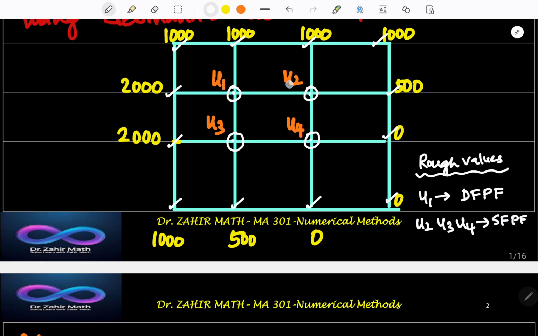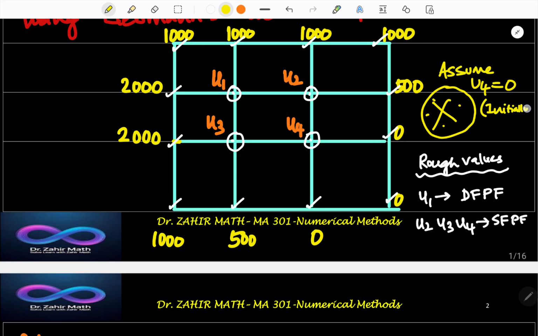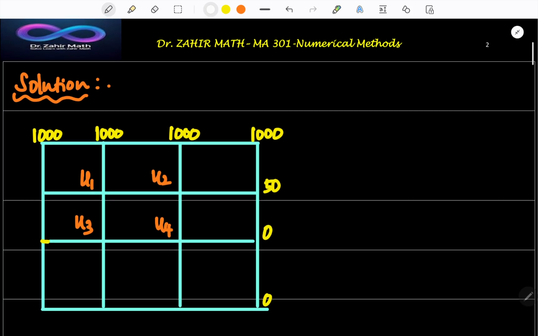But one important thing you have to keep in this problem, especially for 9 square mesh: assume in the initial stage U4 is equal to 0. Initially, in the first initial stages. Later you can take this U4 value. Once again, I'll repeat. U1, you need to calculate by DFPF. U2, U3, U4, you have to calculate using SFPF. U4, you must assume 0 initially. So these are the things you have to be careful.